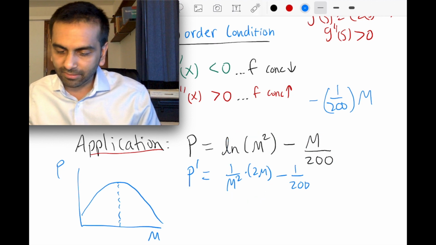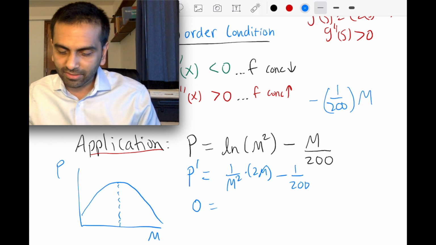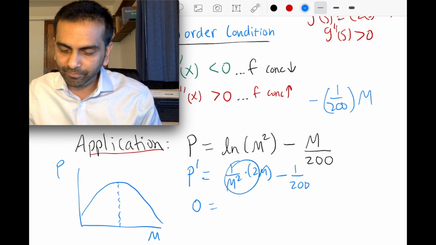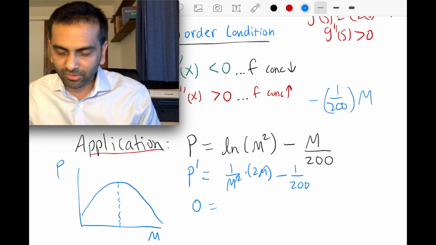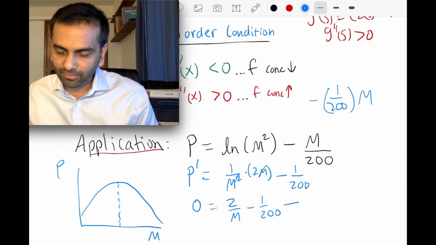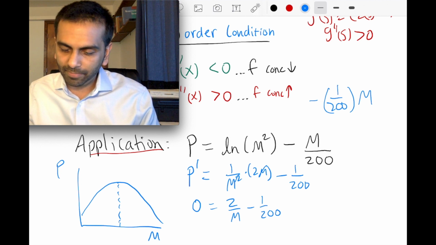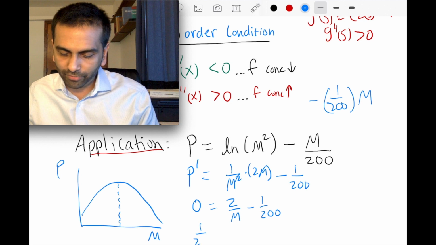And the derivative of this term we got here. Here the m's can cancel. So you have basically 2 over m. So this is really just p prime, which we're going to set equal to 0. So 0 equals, this simplifies to 2 over m, because the 2m over m squared, the m's cancel, so just 2 over m minus 1 over 200. So we could now add 1 over 200 to both sides. So if we add 1 over 200 to both sides, we get 1 over 200 equals 2 over m.